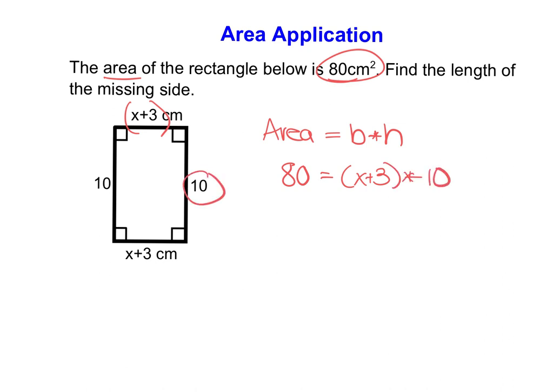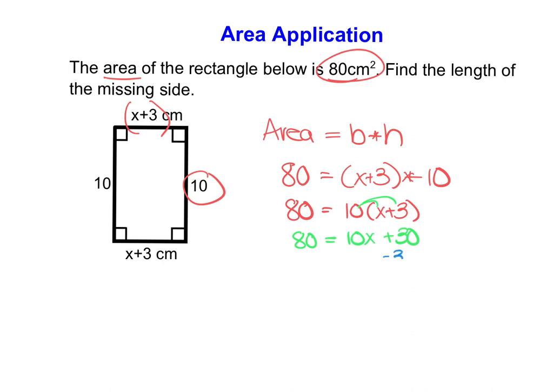Now again, if I don't like the order in which that's written in, I can just flip that around to be 10 times x plus 3, because multiplication can be done in any order. And then from here, I simply need to solve the equation. Now I see parentheses, so one thing I can do is I can distribute. So I have 80 is equal to 10x plus 30.